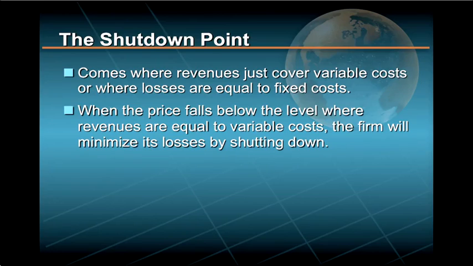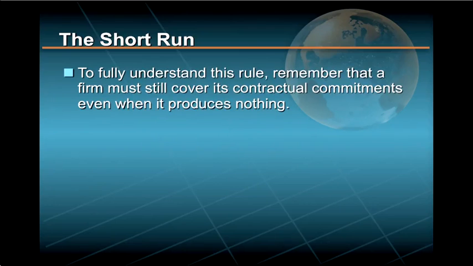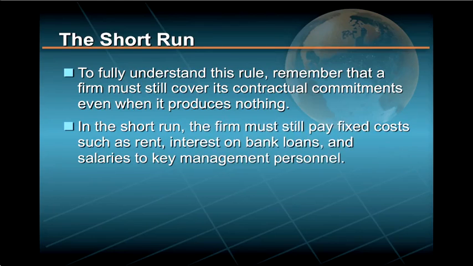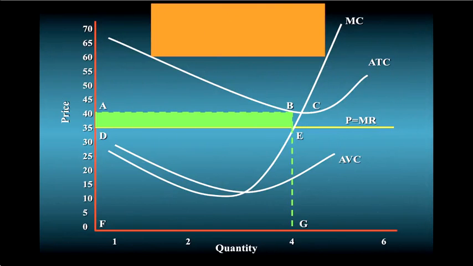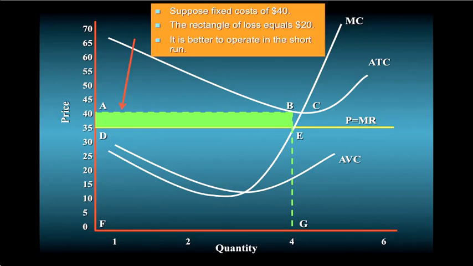When the price falls below the level where revenues are equal to variable costs, the firm will minimize its losses by shutting down. To further understand this rule, remember that a firm must still cover its contractual commitments even when it produces nothing. That means in the short run, the firm must still pay fixed costs such as rent, interest on bank loans, and salaries to key management personnel. To illustrate the shutdown rule, suppose the firm in our example has fixed costs of $40, but the rectangle of loss only equals $20. Clearly, it is better off to continue to operate in the short run because losses are minimized. Put another way, what would you rather lose, $40 or $20?